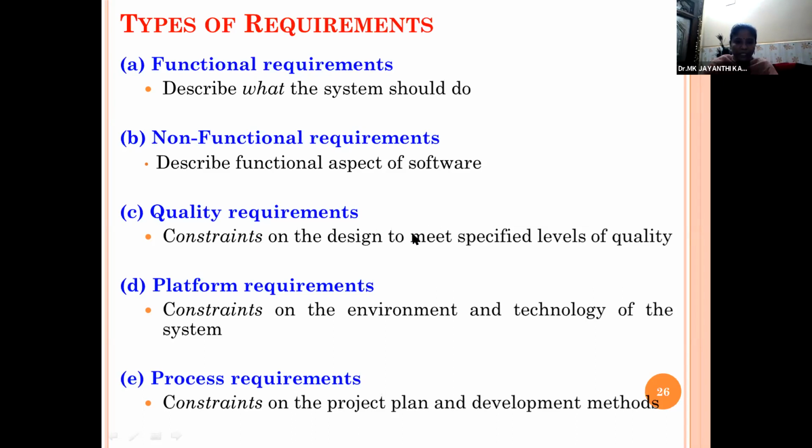Platform requirements specify constraints on the environment and technology of the system. Whether your project is going to run in Windows platform or Apple Macintosh, or in the DOS platform, or in Unix or Linux platform, or in Android platform. So the operating environment will be identified in platform requirements. Process requirements are constraints on the plan and development methods. So what are the process activities we are going to perform? Say that we are going to follow the spiral model, or we are going to follow concurrent model, or evolutionary software development model. Which model, which framework we are going to use, that is identified using process requirements. So these are the 5 major requirements for any project.